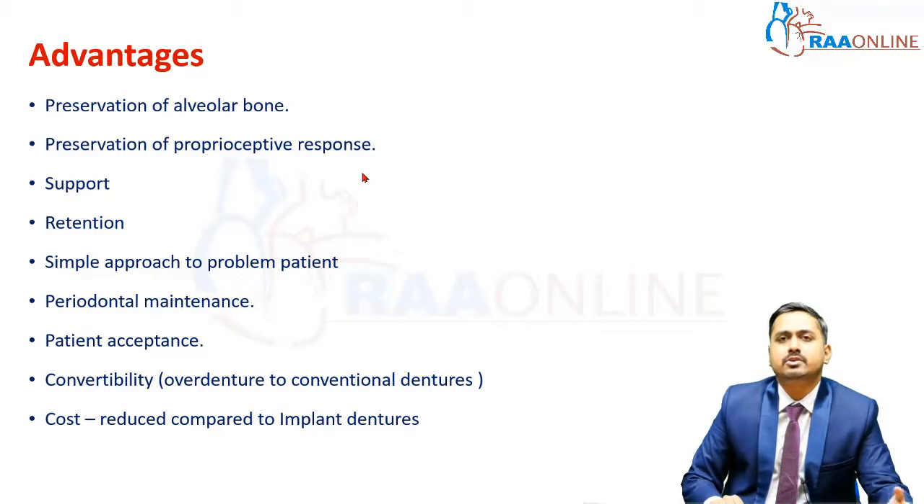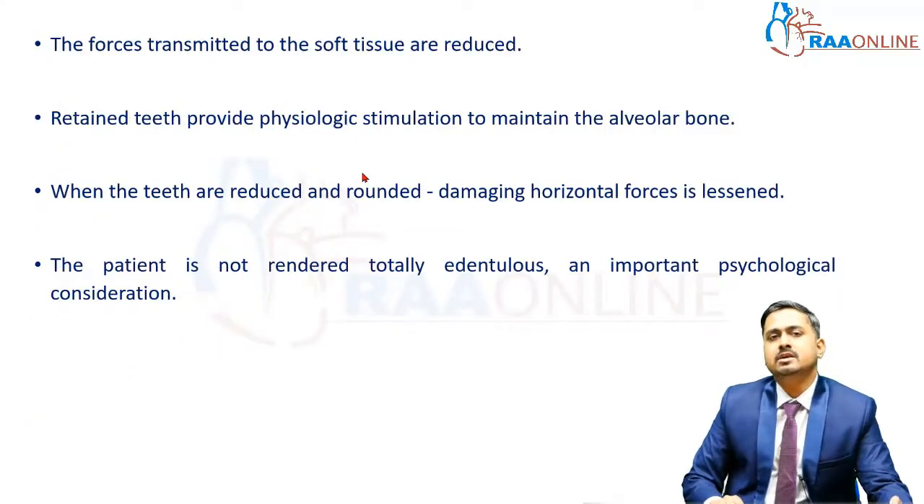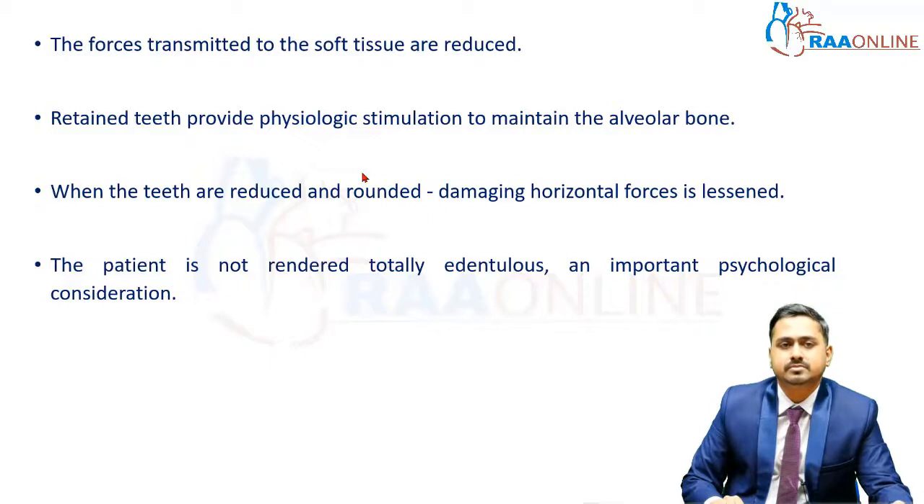Cost. Compared to your implant overdentures or your implant supported prosthesis, the cost of a tooth supported overdenture is considerably low. Again, the force transmitted to the soft tissues is reduced since most of the force is taken up by the abutment teeth. The retained teeth provide a physiological stimulation for the bone around them so that the resorption rate is reduced and your bone is maintained in that particular area.